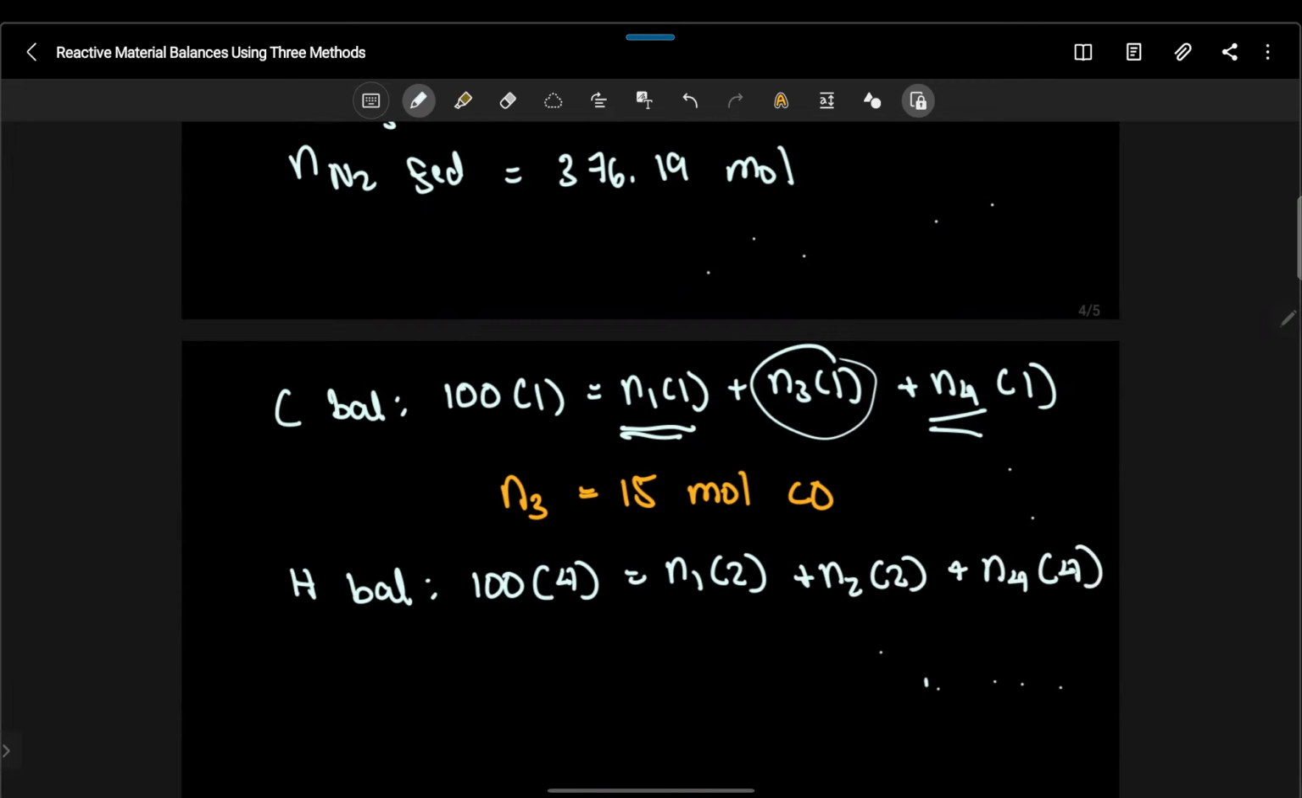Pero teka, alam na natin yung N1, tama? Alam din natin yung N4, parang kay carbon balance lang. So ang unknown na lang dito is si N2. So therefore, N2 is equal to, if you will use your calculator now, 105 moles of water. Okay?